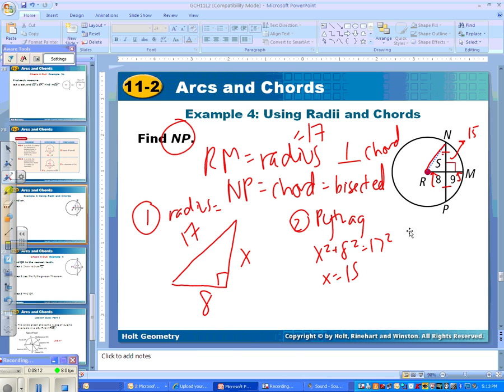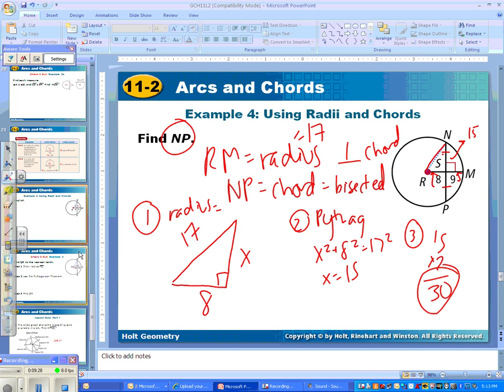The last thing I have to do is I have to remember, well, it's being bisected. So 15 times 2 is going to be 30, and then I'm done. I know I went over that really quickly, but remember, this chord, if a radius hits it perpendicularly, it'll be bisected. So if this part's 15, then this part's 15.